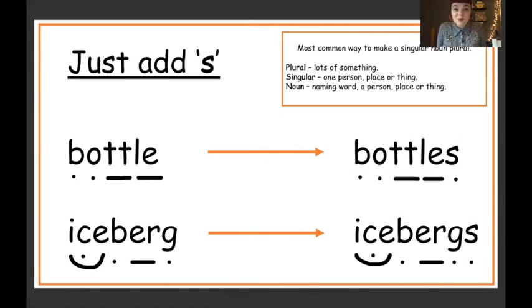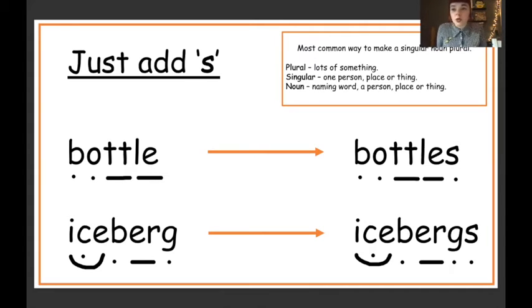Okay, so the first one we come to is just adding S, which is the most common way of making a singular noun plural. Now let's just go over some of those words to make sure we know what they mean. So we've got plural, which is when we've got lots of something. So lots of people, lots of things. We've also got singular or single, which means just one person, place, or thing. And then we've also got a noun, which is a naming word, so a person, place, or thing.